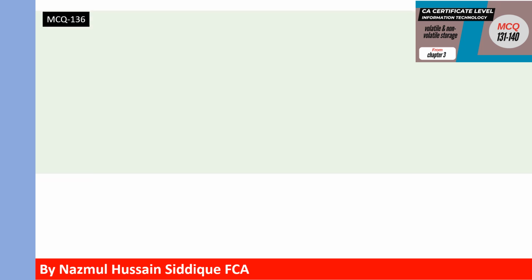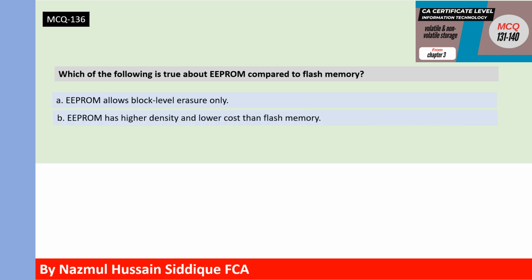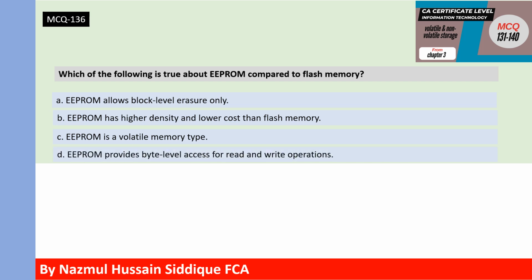Question. Which of the following is true about EEPROM compared to flash memory? Option A, EEPROM allows block level erasure only. Option B, EEPROM has higher density and lower cost than flash memory. Option C, EEPROM is a volatile memory type. Option D, EEPROM provides byte level access for read and write operations.